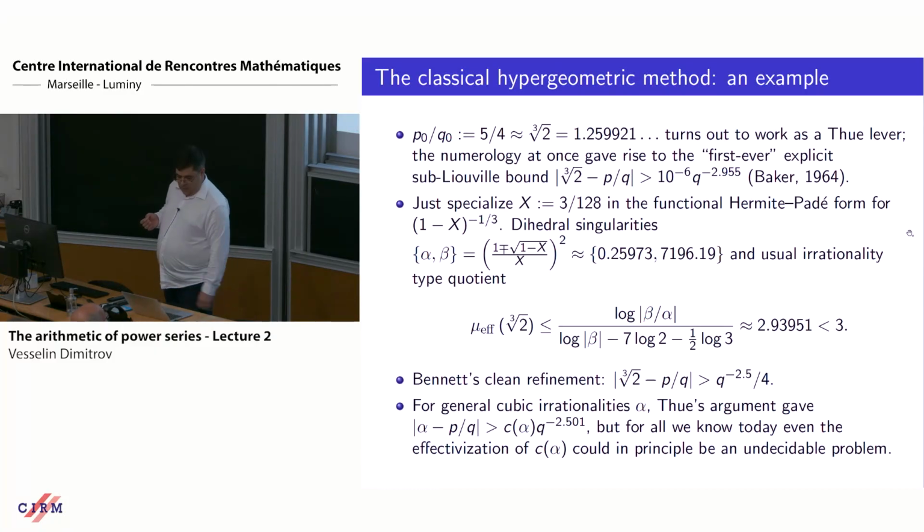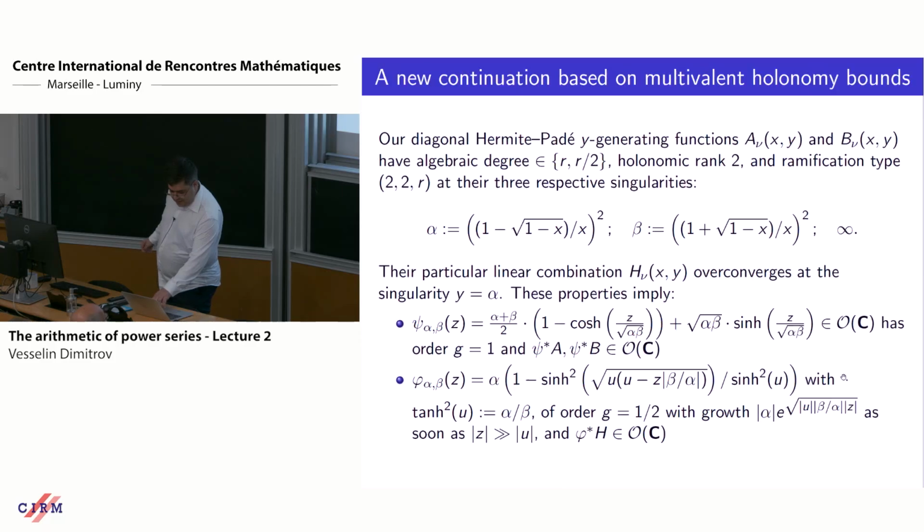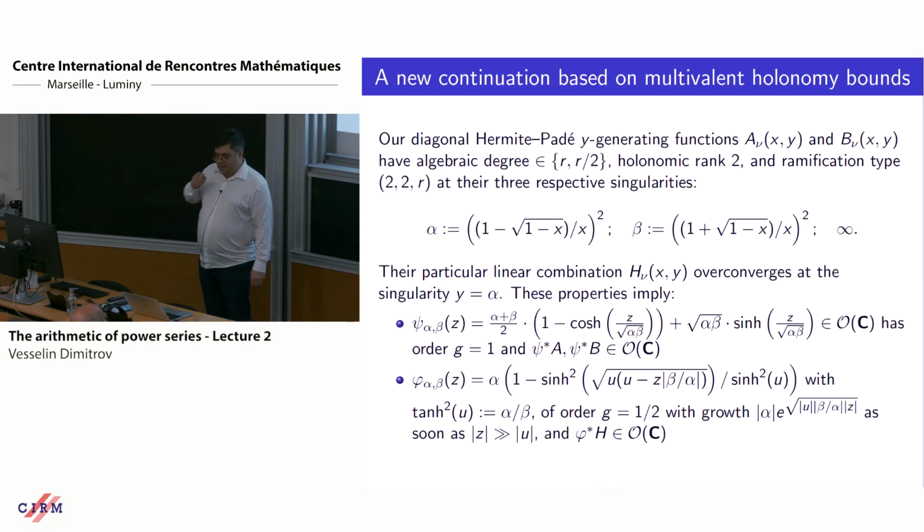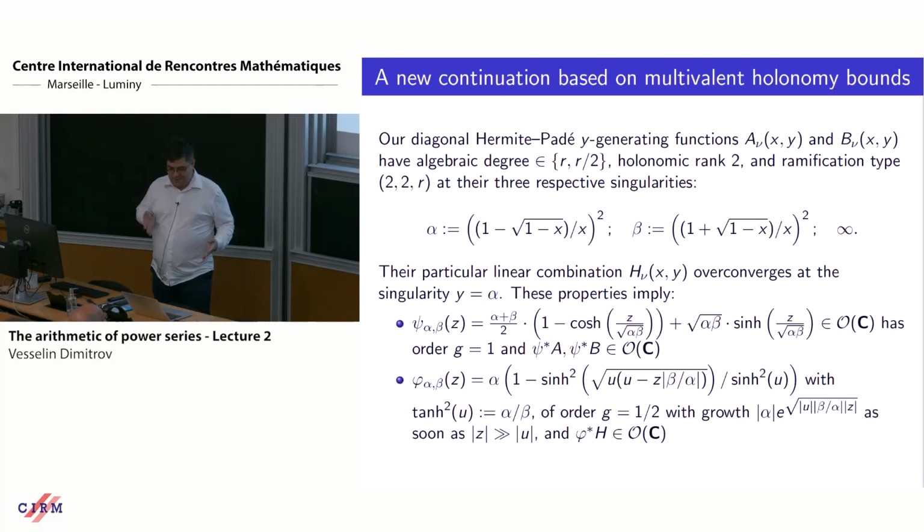Instead, there was the first example in Baker using this nice cube root of 2, then 5 over 4 works as a Thue lever, and so on. But for large enough r, it was not clear what to do to continue this line of attack. You get some kind of sub-Liouville bound, some kind of holonomy bound, which is not useful. It was worse than Liouville's.